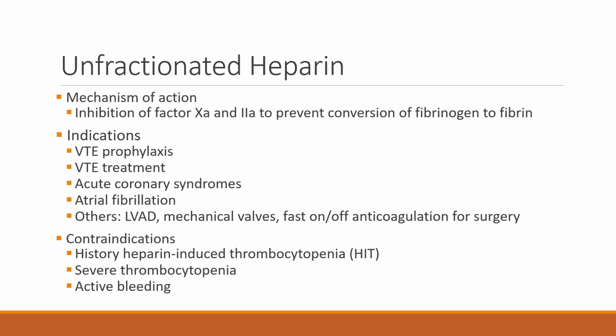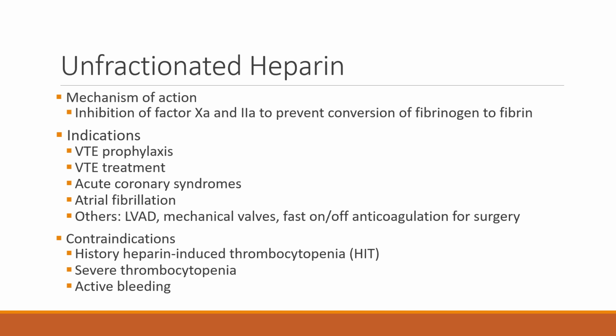So starting with unfractionated heparin, the mechanism of action is that it inhibits factor Xa. Its indications are numerous. We can use it for VTE prophylaxis, for treatment, for acute coronary syndromes, for AFib, and then we also use it in hemodialysis. It's contraindicated in patients that have a history of heparin-induced thrombocytopenia, or a lot of people will call this HIT. This is something that you should be acutely aware of, and we'll talk about as well.